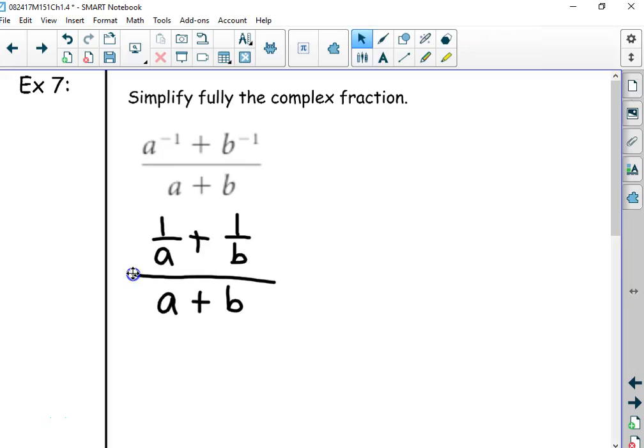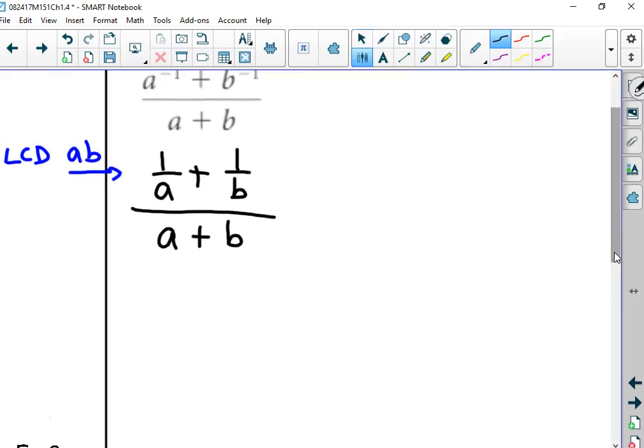So we've got to do the addition with those fractions in the numerator. My LCD is going to be AB, just multiplying those two denominators because they have no like factors. And my next step, I'm going to do the work to convert to the common denominator.